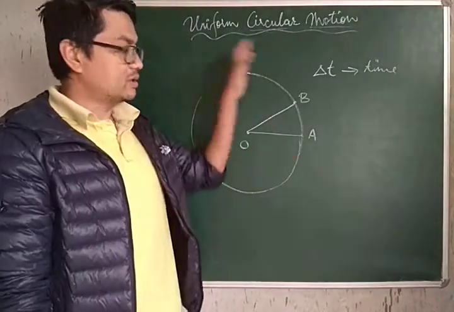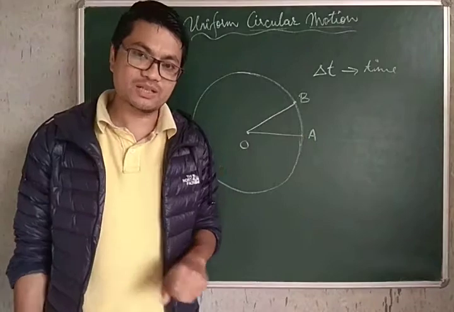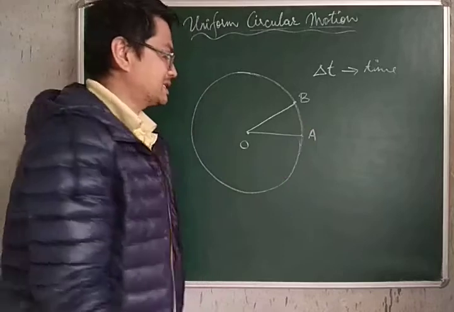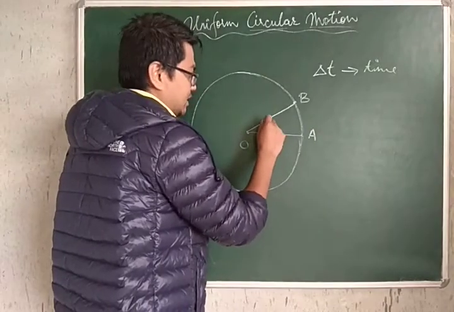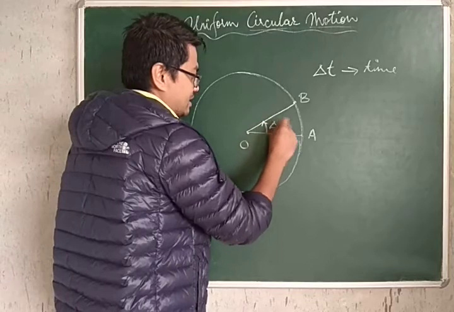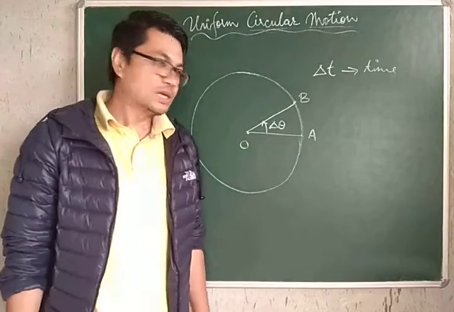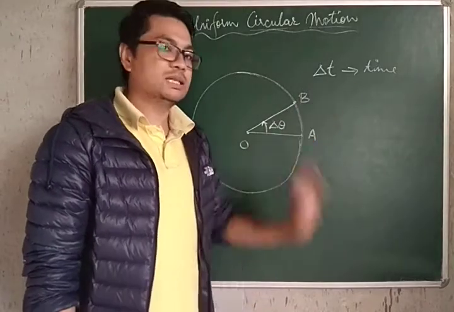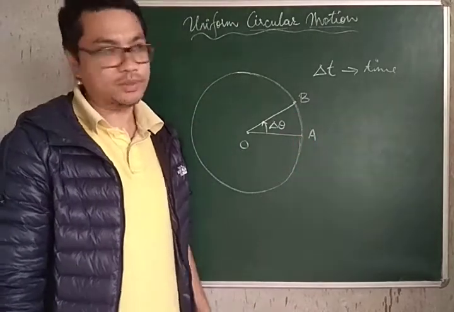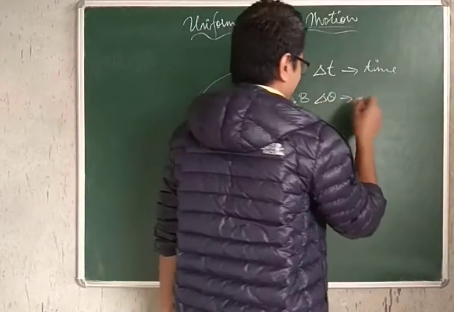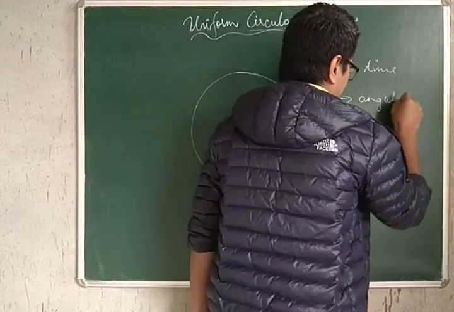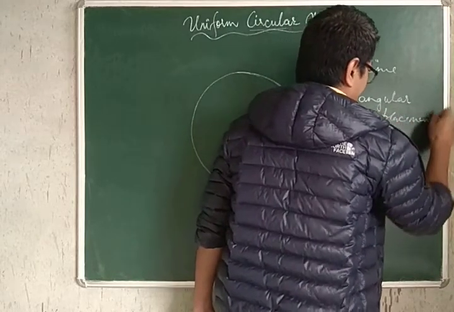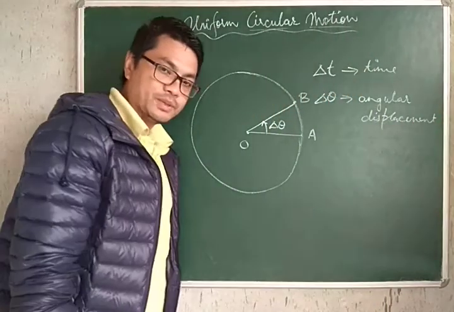But here, of course, considering motion in a circular path, what is of more importance to us rather than the linear displacement is the angular displacement of the body. And the angular displacement is delta theta. So, delta theta is the angular displacement the particle describes in time delta t when it moves from A to B, remember. So delta theta is called angular displacement.